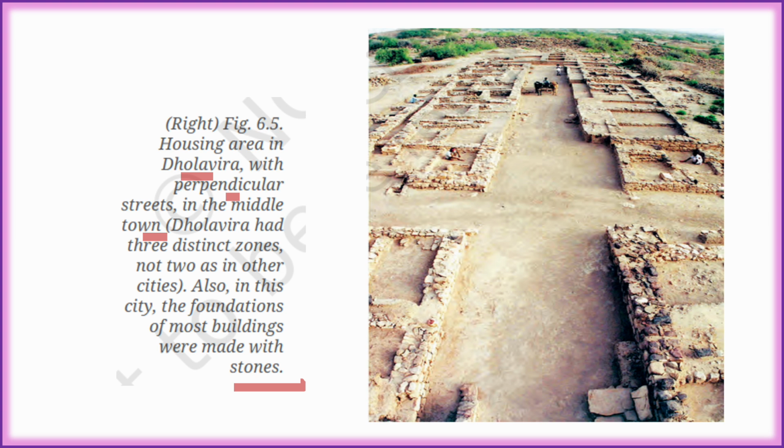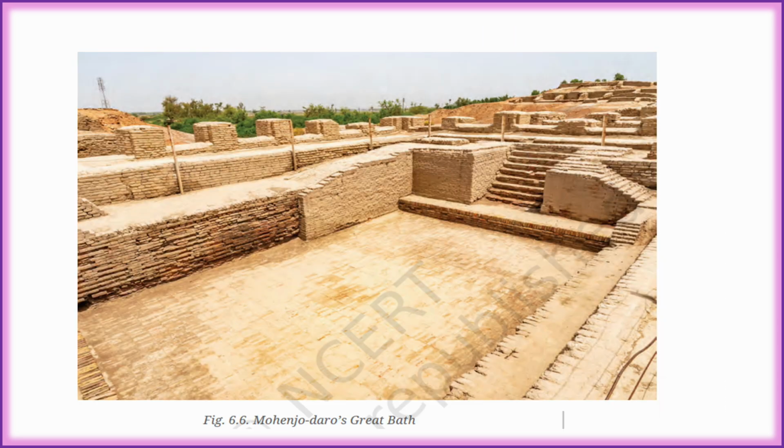It had three zones. Also, in this city, the foundations of most buildings were made with stones. The bottom part or base of most buildings was made of stone, not bricks. So most buildings in Dholavira had stone foundations, making them very strong. See, this is the picture of Mohenjo-daro's Great Bath.